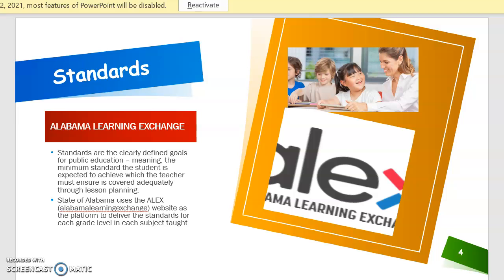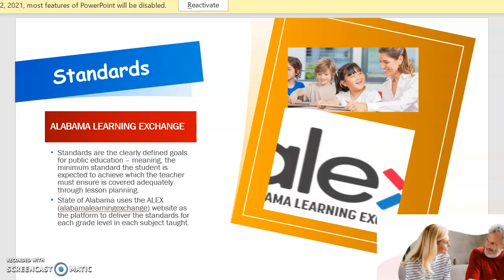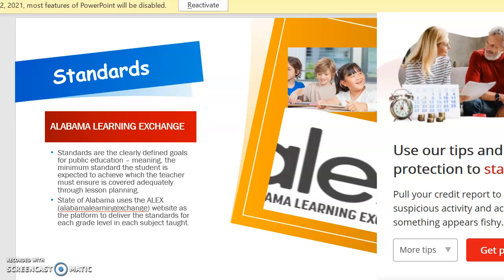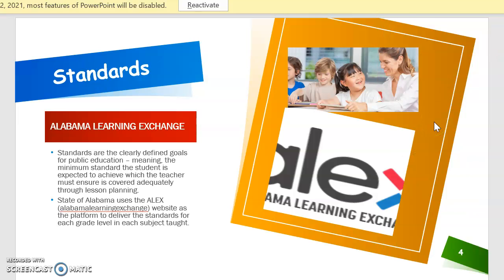We are in Alabama, and in Alabama, the platform website that's used to deliver these standards is called the Alabama Learning Exchange, or ALEX for short. These standards are clearly defined goals for public education, meaning this is the minimum expectation, what the student is expected to achieve and what the teacher is expected to ensure is covered adequately through lesson planning.